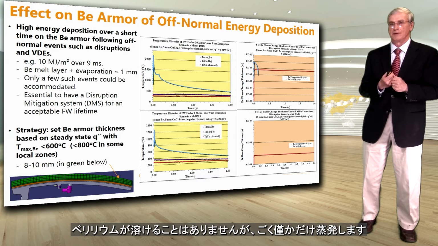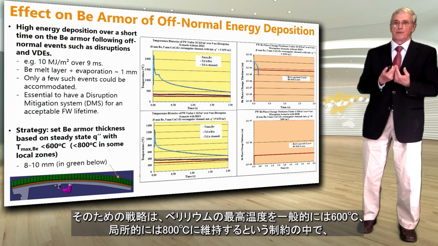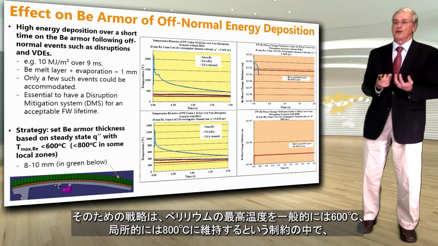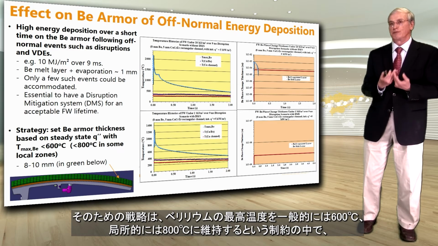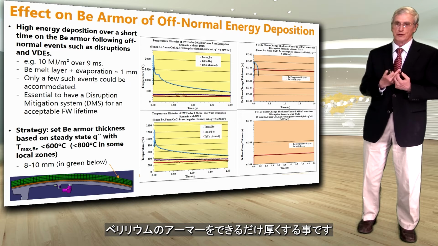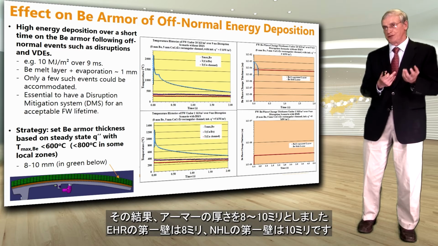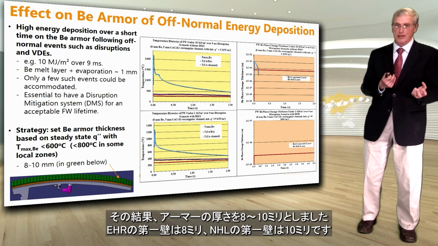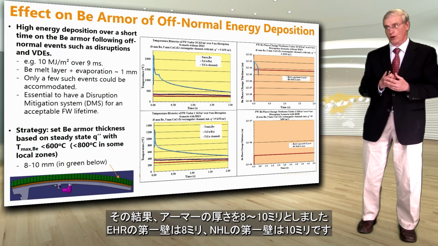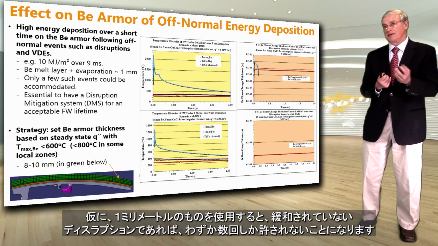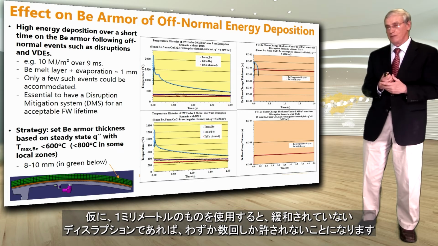So the strategy then is to set the beryllium armor thickness as thick as possible within the constraint of maintaining the maximum beryllium temperature to 600 degrees C in general, or 800 degrees C in some local zones. This resulted in choosing an armor thickness of 8 to 10 millimeters: 8 millimeters for the EHF first wall and 10 for the NHF first wall. You can see then that this gives you the possibility of accommodating only a few non-mitigated disruptions, if you're going to lose of the order of 1 millimeter each time.